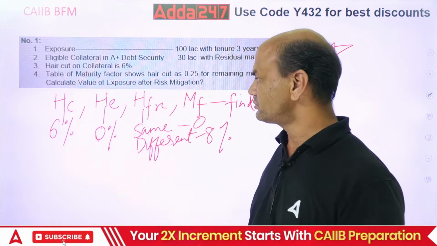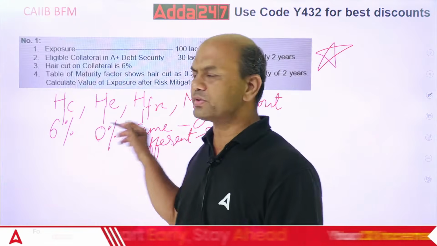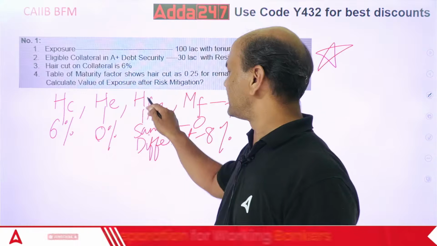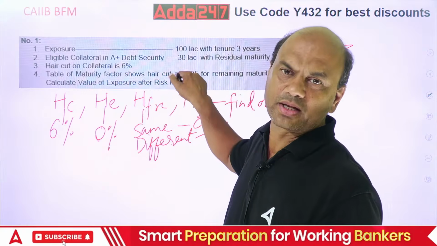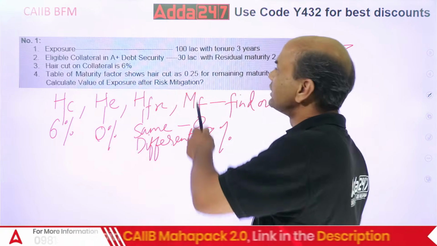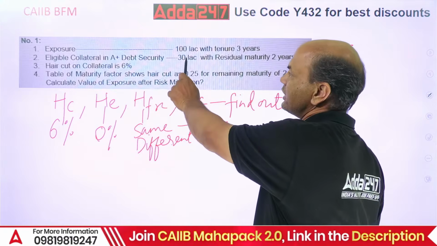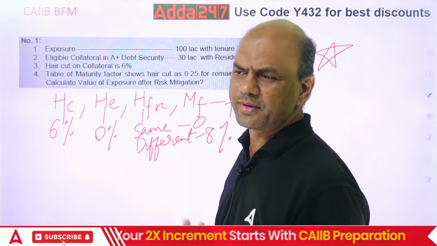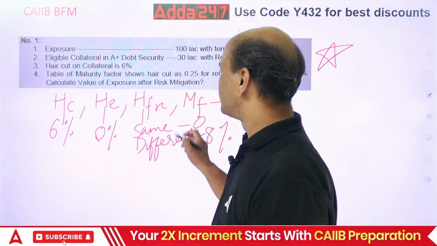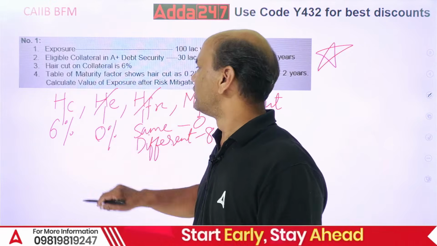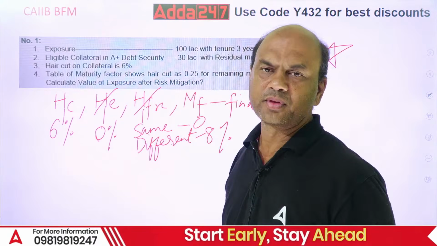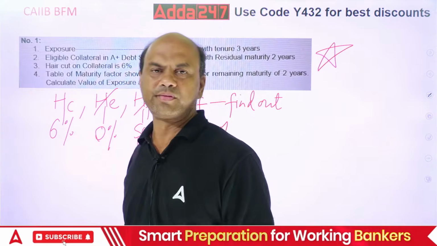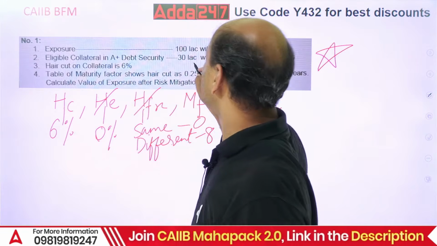Okay? So now here if you see, HC is 6%, HE is 0, HFX is 0 because they are both in the same currency. Look at this. Loan is also in rupees and collateral is also in rupees. So same currency, so FX is 0. So these two are gone, cancel. Only these two remain. So now first apply HC, haircut for collateral. See right now what is the collateral given? 30 lakhs.